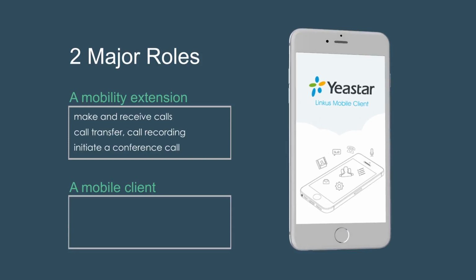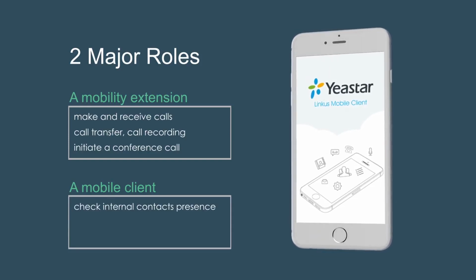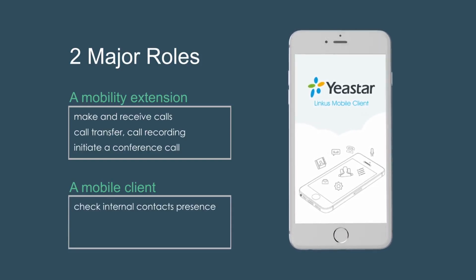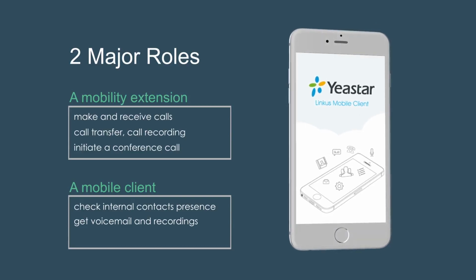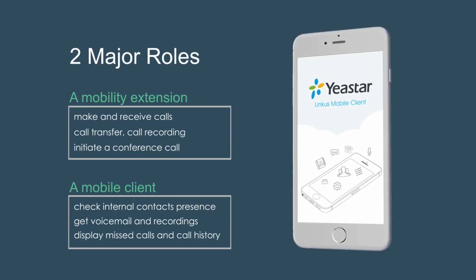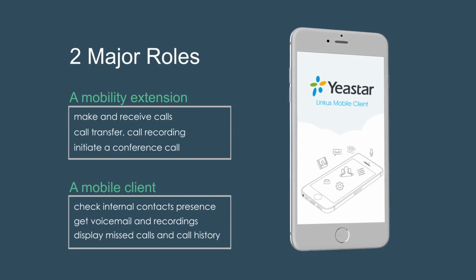Other than that, it's also a mobile client. We can check our internal contacts' presence. We can get our voicemail and recordings in the app directly. By the way, we actually have one-touch recording on our mobile. Missed calls and call history will also display on our mobile.